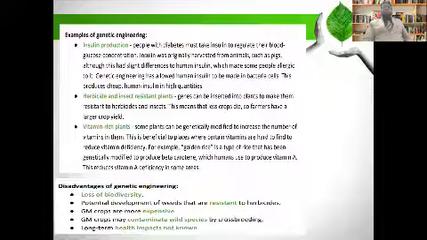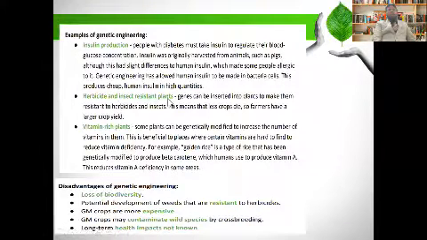Now there is not only insulin, but also so many other products that we are making by using genetic engineering technology. For example, see here, number 2, herbicide and insect resistant plants. Genes can be inserted into plants to make them resistant to herbicides and insects. This means that fewer crops die, so farmers have larger crop yields.